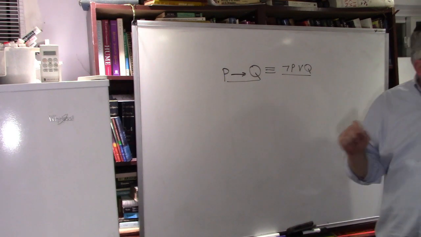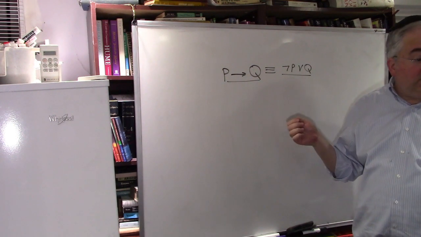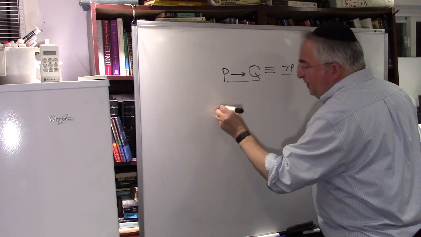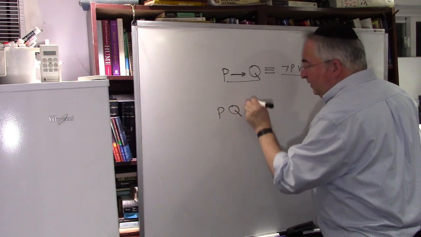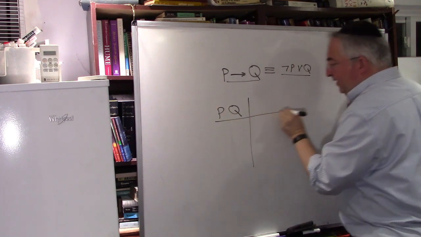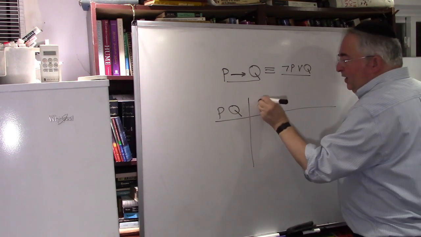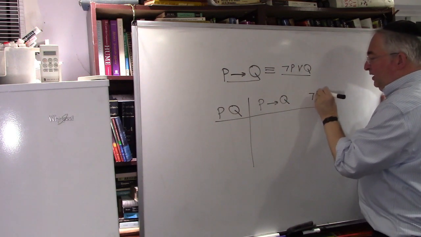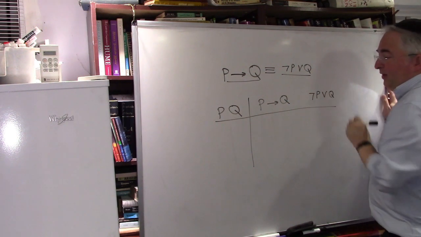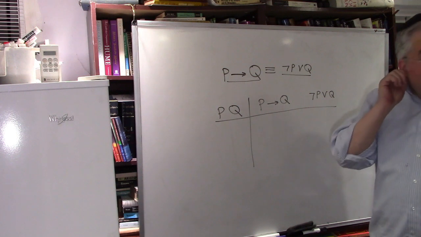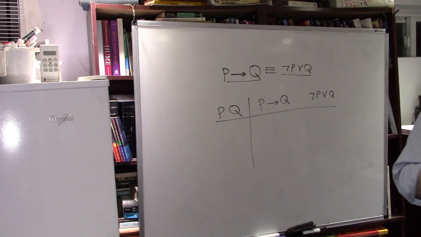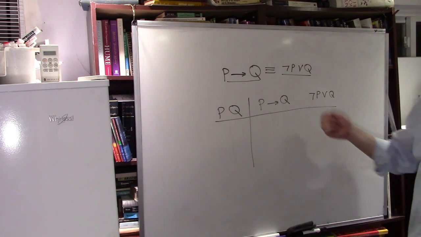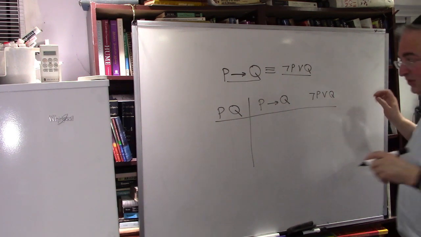Now I'd like to show you why these two things are really the same. The way I show it is as follows. I'm going to put both of them on a truth table. Here are the variables P and Q. I'm going to put P arrow Q over here. I'm going to put not P or Q over here. And what I'm going to show you is they make the same truth table. That means whatever's true over here is true over here. Whatever's true over here is true over here. So let's go through it.